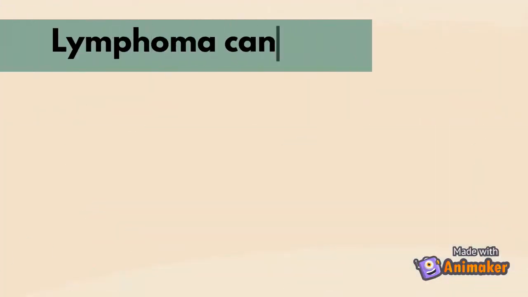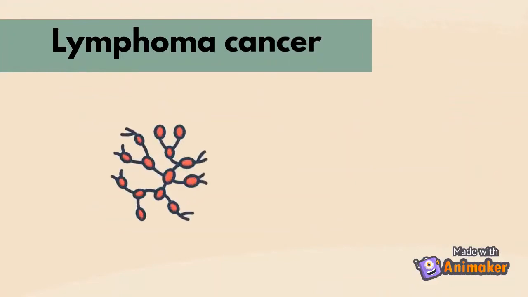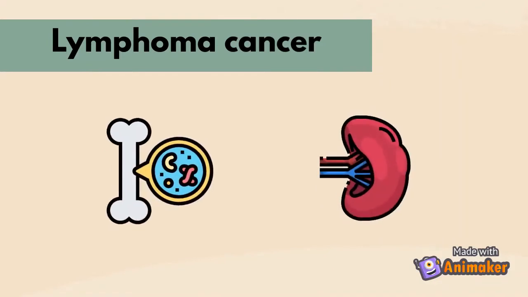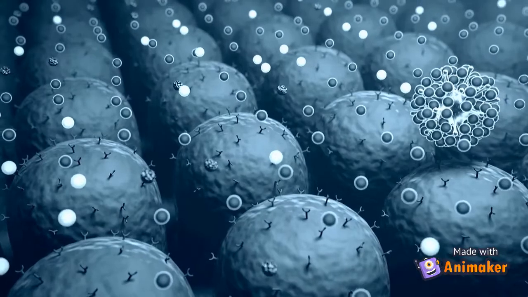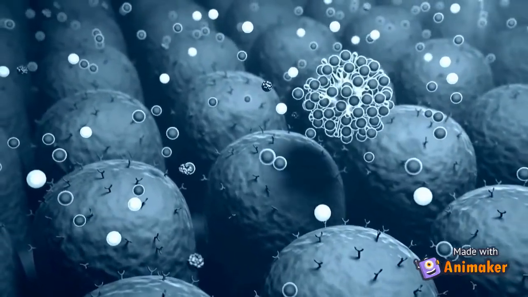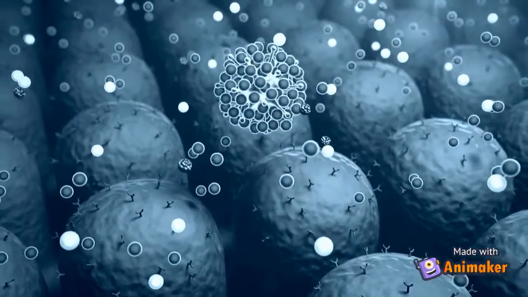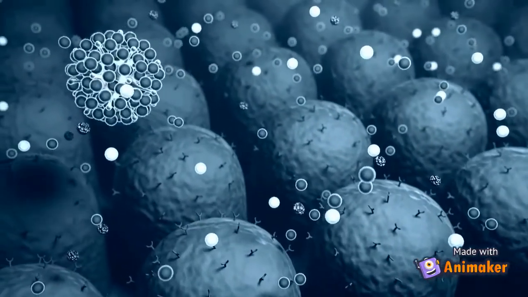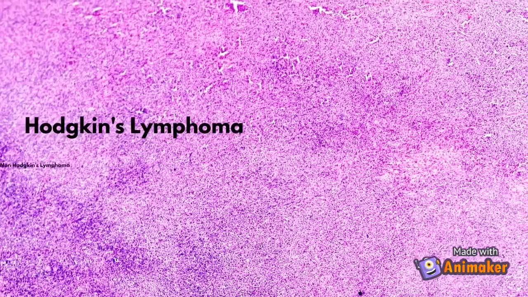Lymphoma cancer begins in the lymphatic system, our immune system. The lymphatic system includes lymph nodes, blood, bone marrow, spleen and other organs. Most lymphoma forms from T lymphocytes and B lymphocytes. Lymphoma cancer can range from a slowly spreading cancer to a highly aggressive cancer and can occur in both children and adults. Many types of lymphoma exist. The main subtypes are Hodgkin's lymphoma and non-Hodgkin's lymphoma.